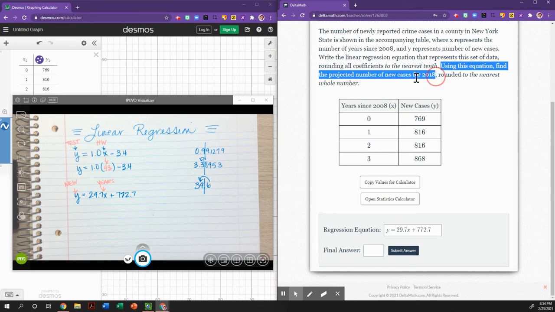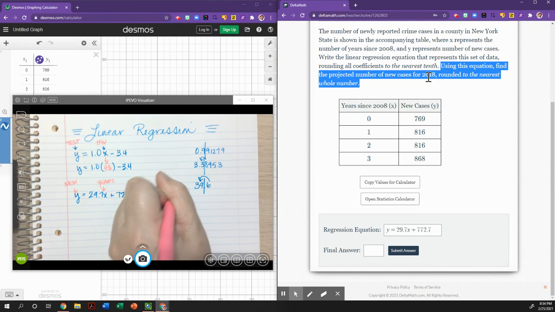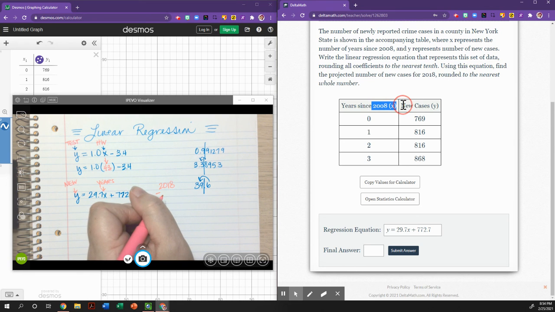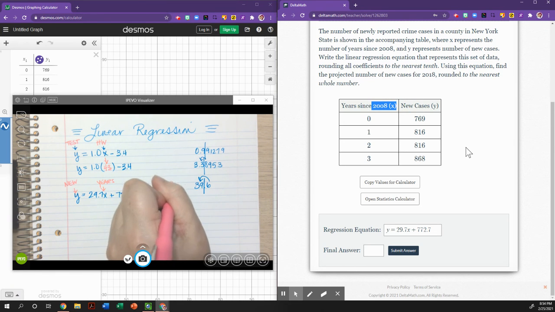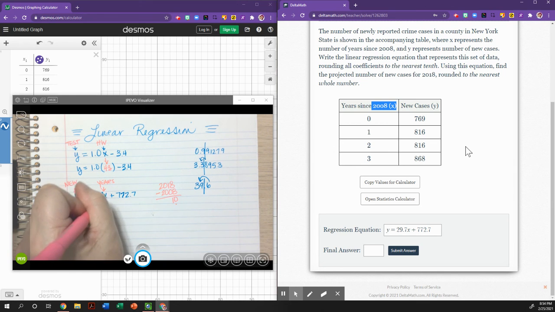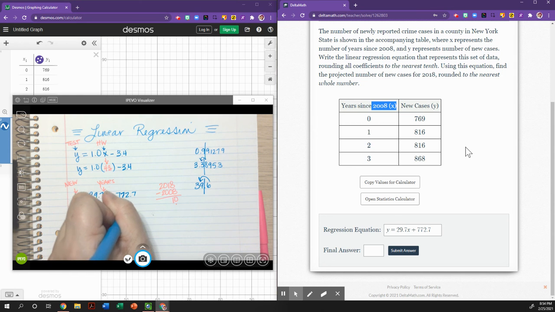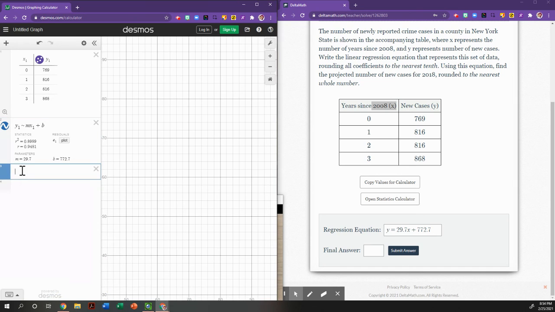I'm going to go back up here. It says using this equation, find the projected number of new cases for 2018. So I've got to do a little extra work. I've got to take 2018 and subtract 2008, so that is 10. I've got to remember where I plug it in, and I'm going to plug it into years. So I'm going to put 10 right here. So y equals 29.7 times 10 plus 772.7.